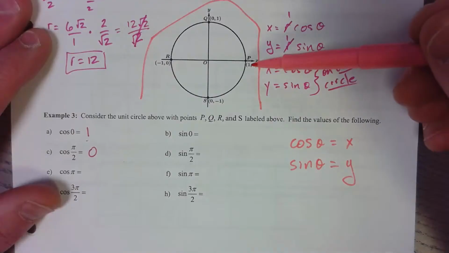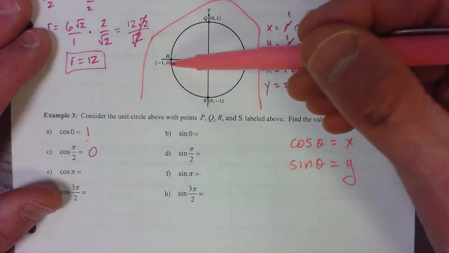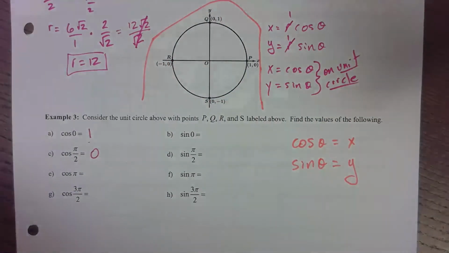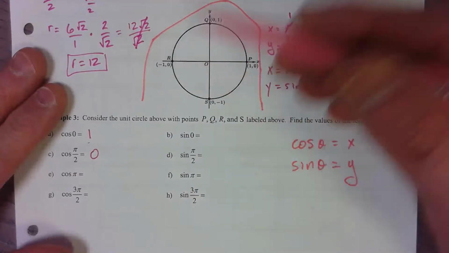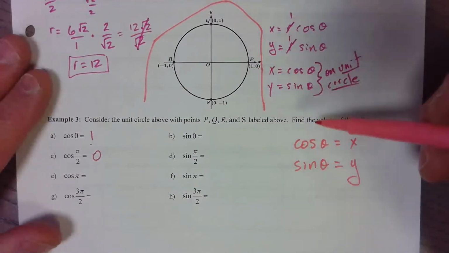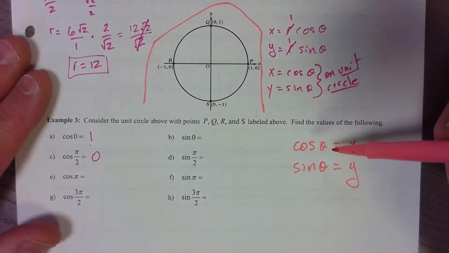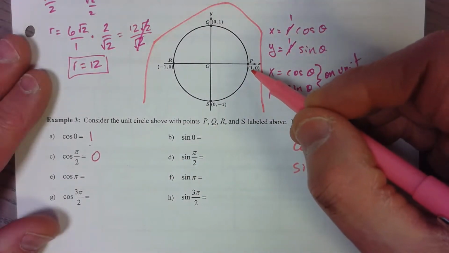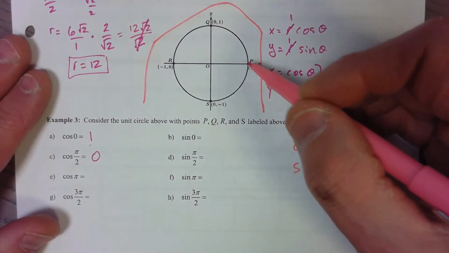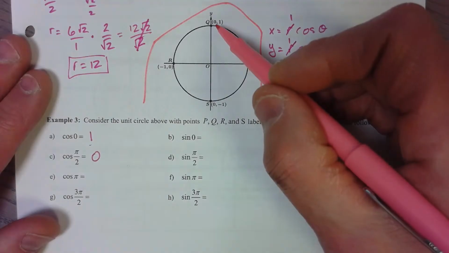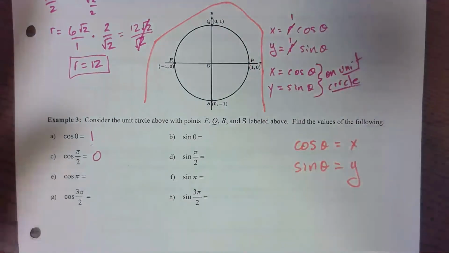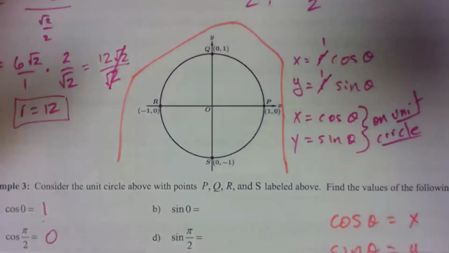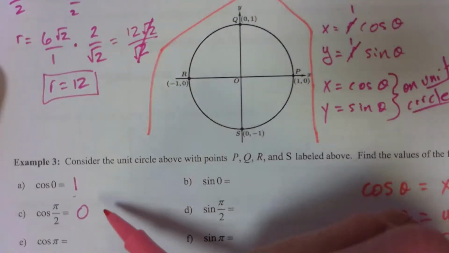So here we see that we've got x and y values for each of the four corners on the x and y axes. So we can go ahead and do that. Using this rule, cosine of theta is equal to x tells us that the cosine of 0 is equal to 1 because that's the x coordinate right here at 0 degrees. Cosine of pi over 2 is the x coordinate here at pi over 2 radians. So that's why the cosine of pi over 2 is 0.